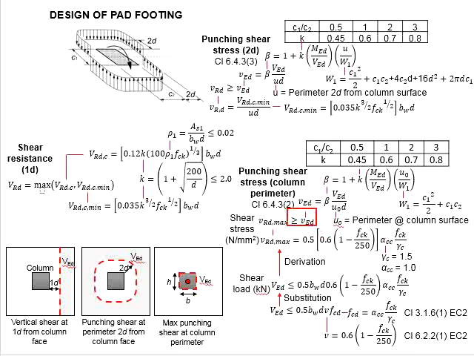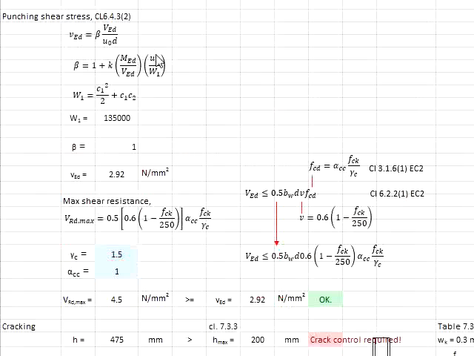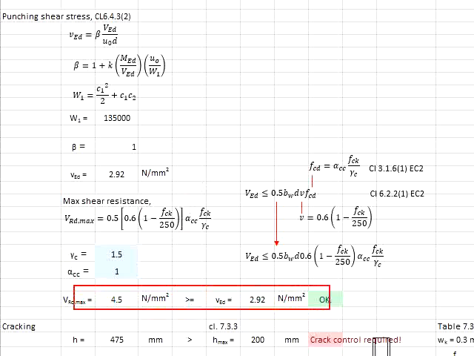Your shear stress here is to be checked against the shear resistance stress as given in the formula here. The alpha cc will be equal to 1. The gamma c will be equal to 1.5. Substitute the relevant values, and you will get your shear resistance of the concrete equal to 4.5 newton per mm squared. This value is larger than the shear stress. That means your punching shear at the column surface is satisfactory.